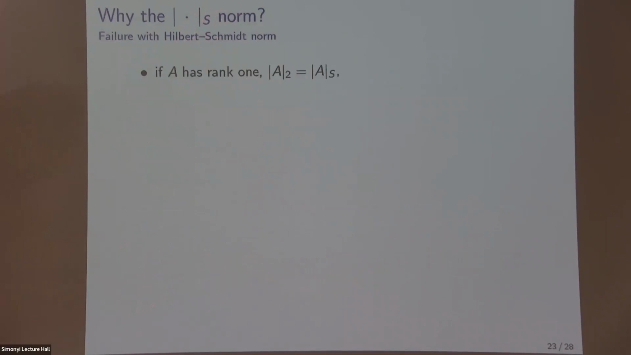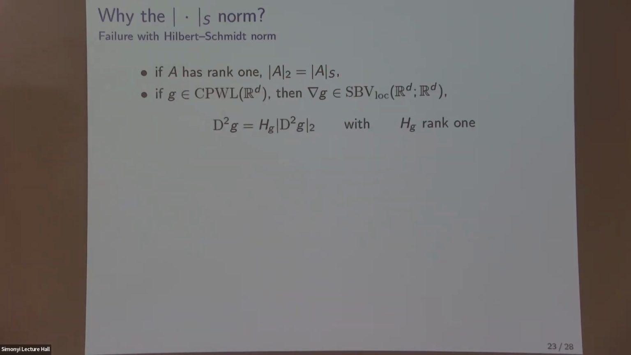I promised you that I'm going to tell you why it's good to take the Schatten norm and not the usual Frobenius one. And this is maybe an explanation why the density result would clearly fail with this choice. So the first thing to know is that if a matrix has rank one, then the two norms coincide, and they are what you expect. Then, if you take a CPWL function, by having finite second order variation, its gradient is a BV function, but it's actually an SBV function, and its second order variation is concentrated on a codimension one set. So these are the codimension one faces of the simplicial decomposition. So you take the polar decomposition of its second order derivatives and the polar matrix would have rank one. You can see this as the easy part of Alberti's rank one theorem, but in this case it's a computation.